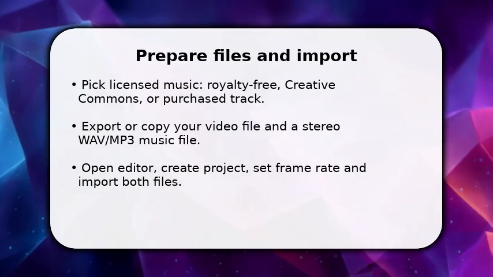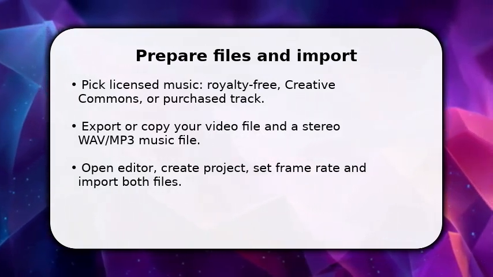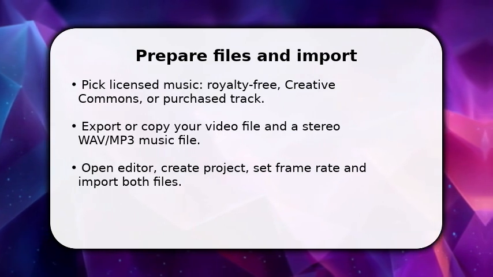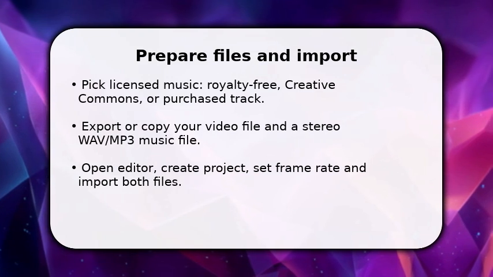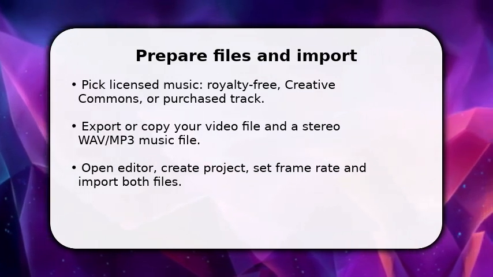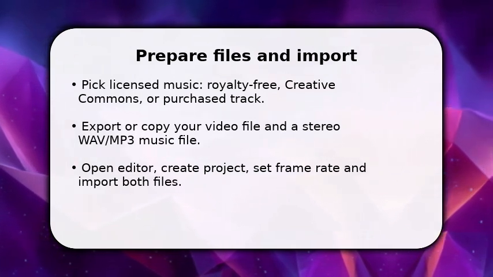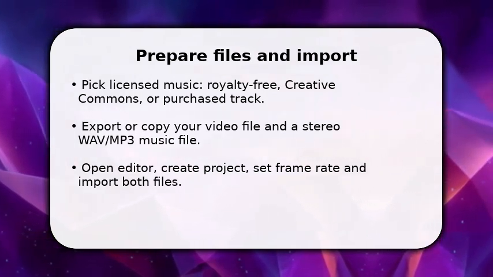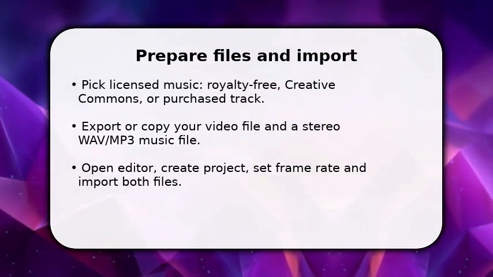You start by choosing a usable music file and confirming its license so you won't get strikes later. Once chosen, export or gather your video in a high-quality WAV or MP3 and open your editor. Create a project with the same frame rate and resolution as your video, then import both media items into the timeline. Make sure the audio sample rates match when possible.